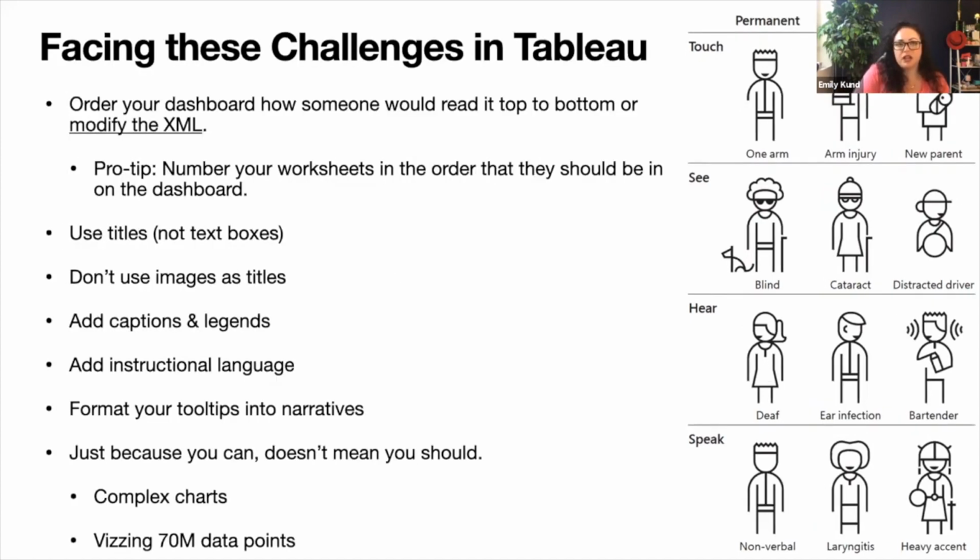So how to face some of these challenges in Tableau. I put one of the biggest issues, because for screen readers this is a huge issue, is the order in which our dashboards are read. So one way is to order your dashboards how somebody would read it from the top to bottom. Now, you can do that manually by dragging in the appropriate order. And if you want to do that, one tip is you could number your worksheets, so you can make sure you're dragging one at the top to next to, and go in that order. So you know which ones to move where.